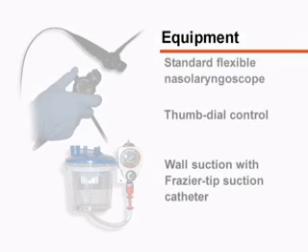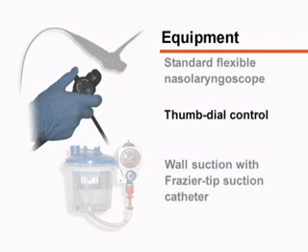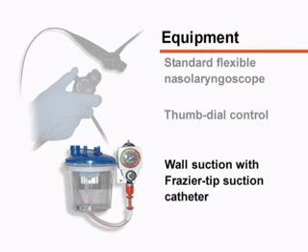For fiber optic laryngoscopy, obtain a standard flexible nasal laryngoscope. The endoscope has a thumb dial control to permit the examiner to deflect the tip up or down. When rotated 90 degrees, this thumb dial also allows the examiner to turn corners and to maneuver from side to side. A wall suction setup with a Fraser tip catheter should also be available.